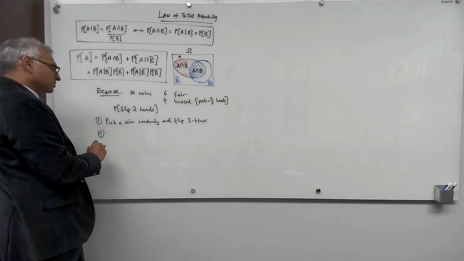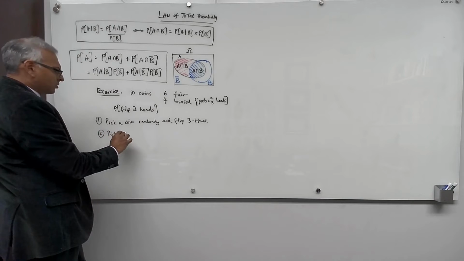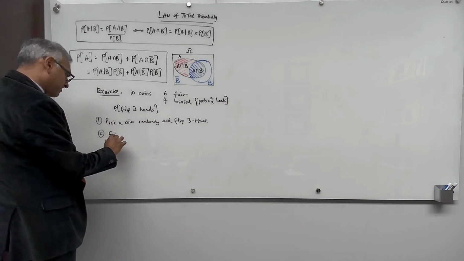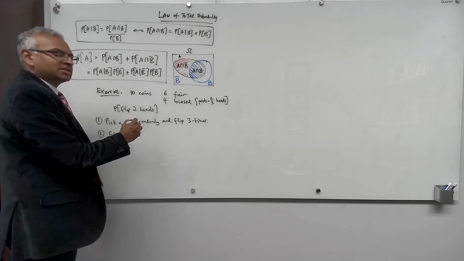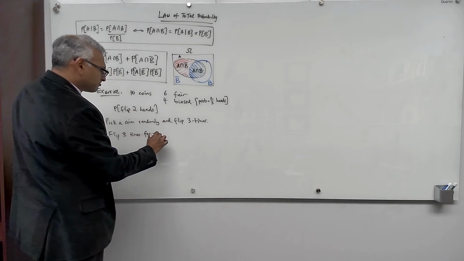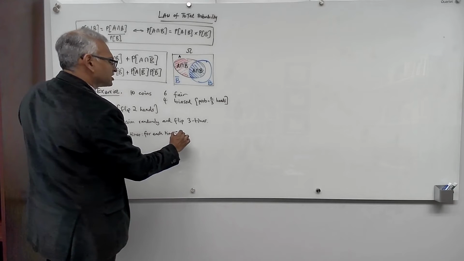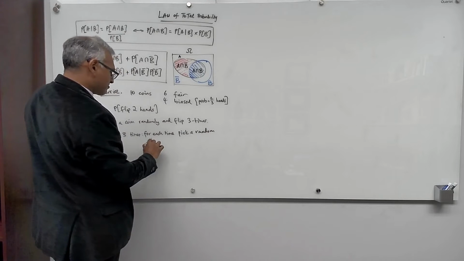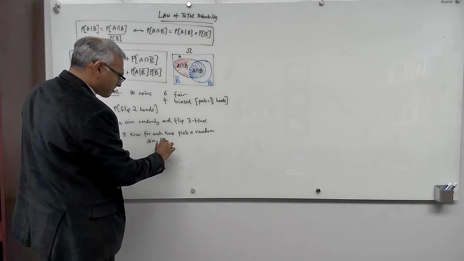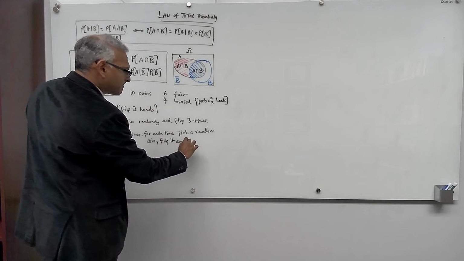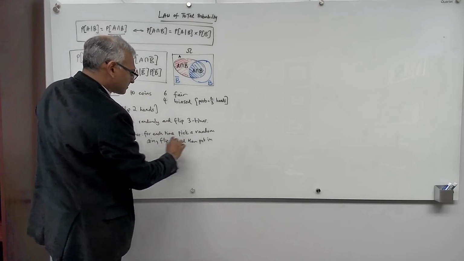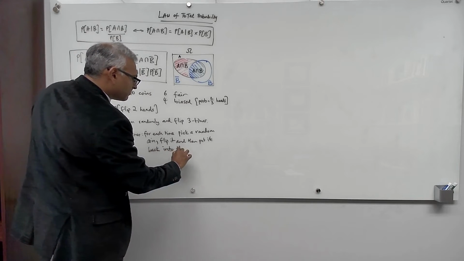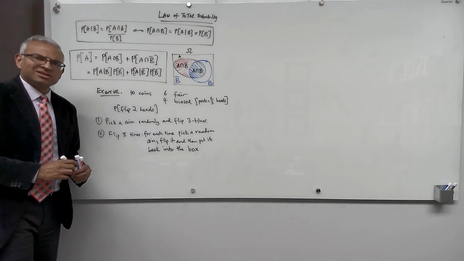And the second question is, you pick a coin, you flip 3 times, just like before. But each time, you pick a random coin, flip it, and then put it back into the box. Okay? So it's important to understand the difference between these two.